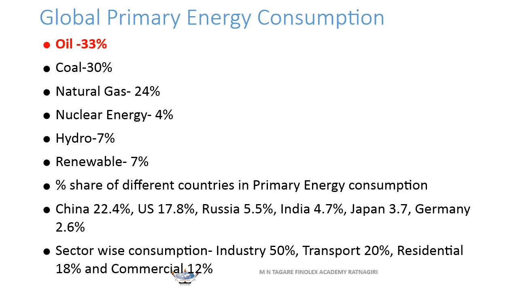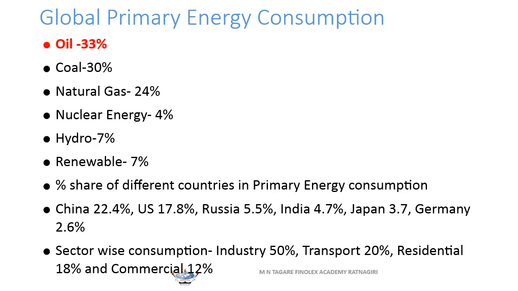Now if we consider the share of these various sources of energy, you will find, as I said in a previous slide, that oil is still the major contributor. Out of that entire consumption, oil has 33% of the total share in global energy consumption, followed by coal at 30%, natural gas at 24%, nuclear energy at 4%, hydroelectric power at 7%, and renewable energy sources at 7%.